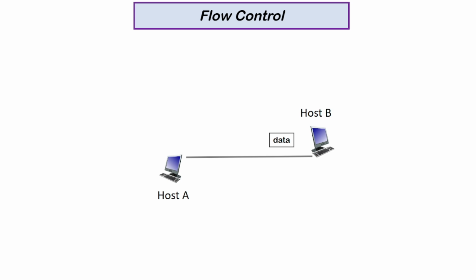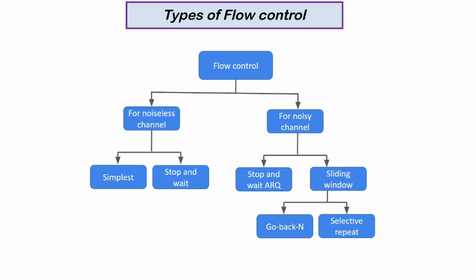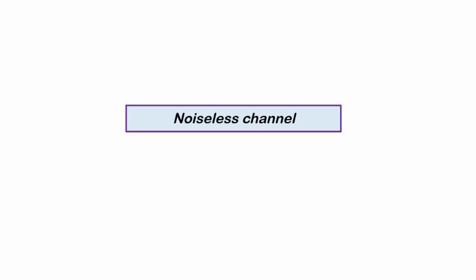Flow control is categorized into two types: for noiseless channel and for noisy channel. There are two protocols in noiseless channel: one is simplest and another is stop and wait. And for noisy, it has stop and wait ARQ and sliding window. Let's discuss the noiseless first.